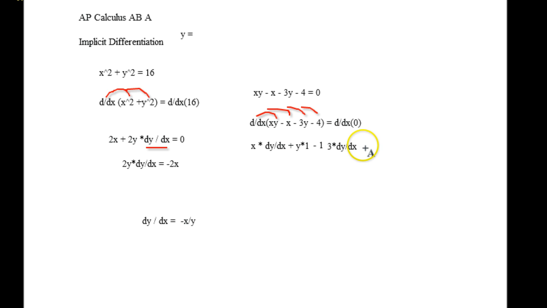And then the derivative of negative 4 is going to be 0, so we're just not going to write that. And then the other side is going to be 0 as well. So we're left with this. Now if you notice, I have two dy dx's. If I isolate these two, I know what the derivative, the implicit differentiation of this problem is. So I'm going to put those two together.